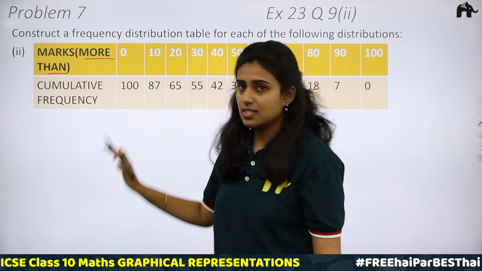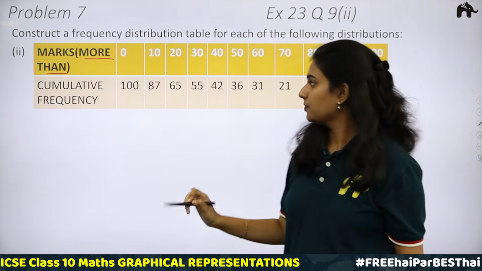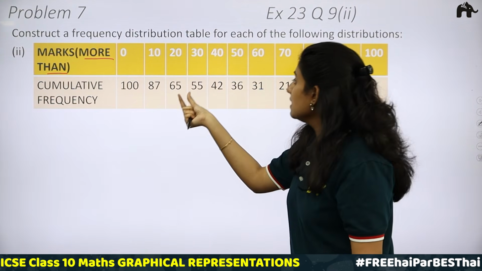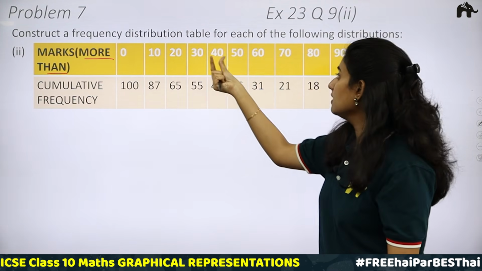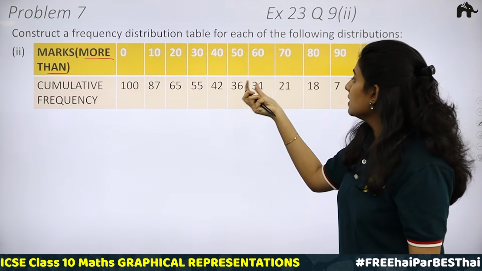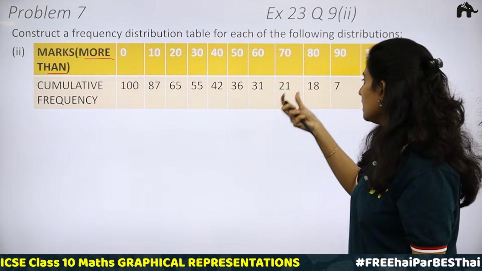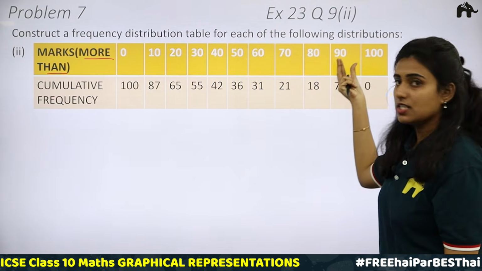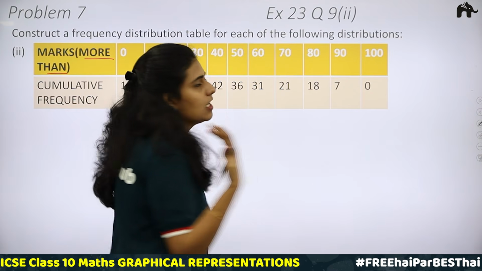Okay. So, the cumulative frequencies are given. This means 100 students have got marks more than 0. Okay. 87 students have got marks more than 10. 65 students have got marks more than 20. 55 students have got marks more than 30. 42 students have got marks more than 40. 36 students have got marks more than 50. 31 students more than 60, 21 students more than 70, 18 students more than 80, 7 students more than 90, 0 students more than 100. More than 100 we cannot score marks. The exam was for 100 marks.